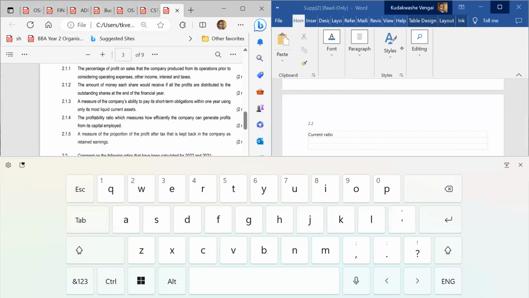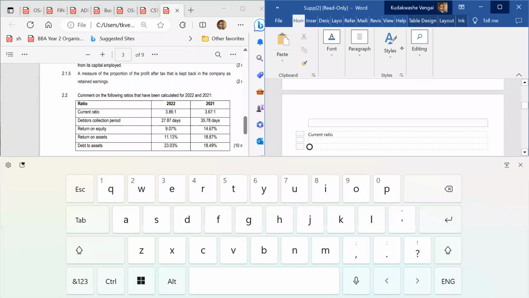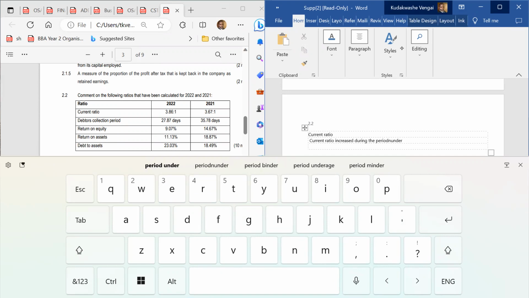So under your comments on the ratios, you can say, my current ratio over there, you can see that it increased. From 2021, it was 3.67. In 2022, it was 3.86. So you can write, current ratio increased during the period under review. It's just language, you can write it a different way. That's what I noticed first, that the current ratio increased.